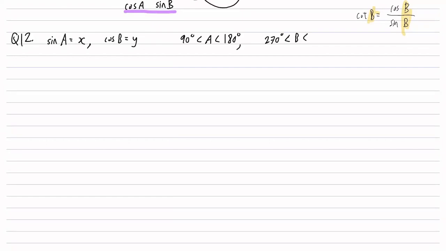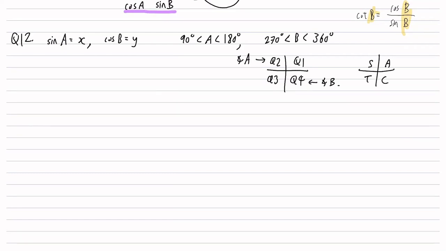So of course, which quadrant must it be? Let's see, Q1, Q2, Q3, Q4. Angle A is more than 90, less than 180, so that's angle A. And quadrant 4 must be angle B, right? Very good. So what do we know about ASTC? Angle A is in quadrant 2, S also quadrant 2.